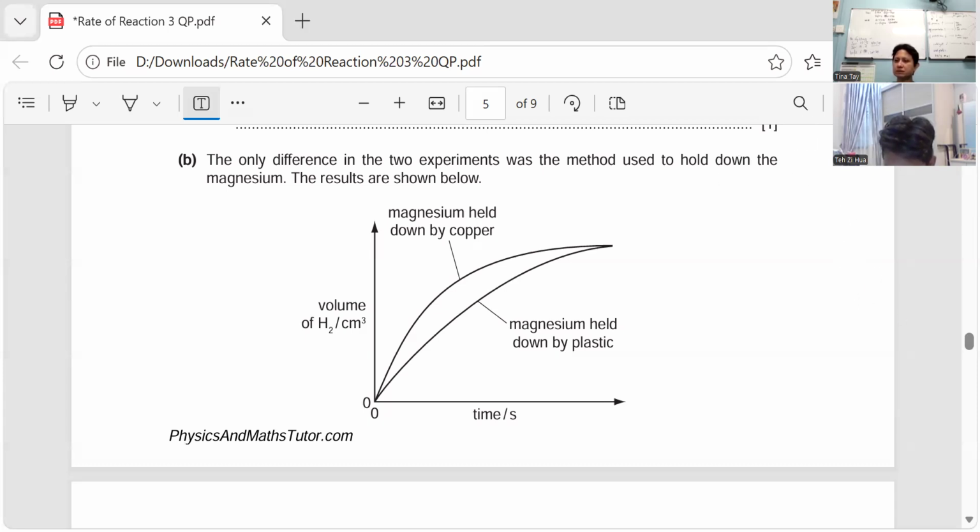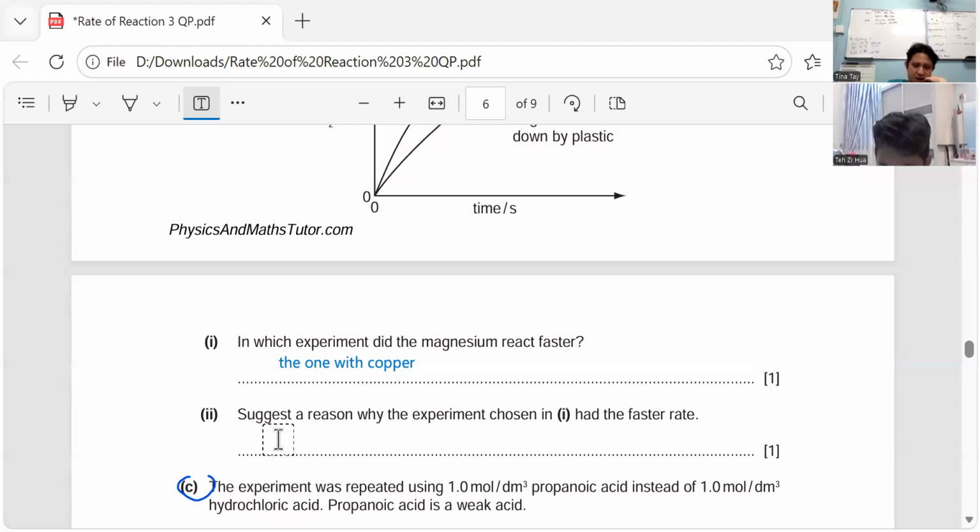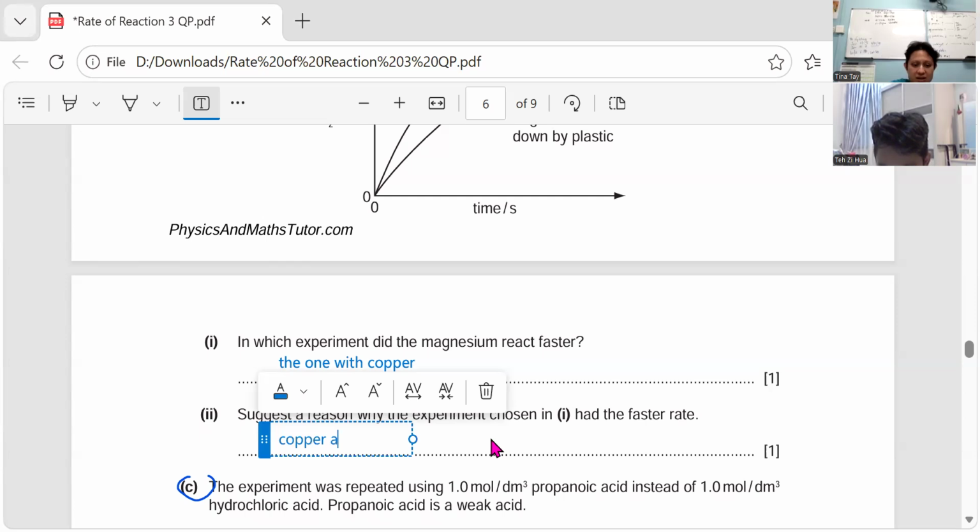Are you done? Still doing? Okay. So copper acts as a catalyst. Correct.